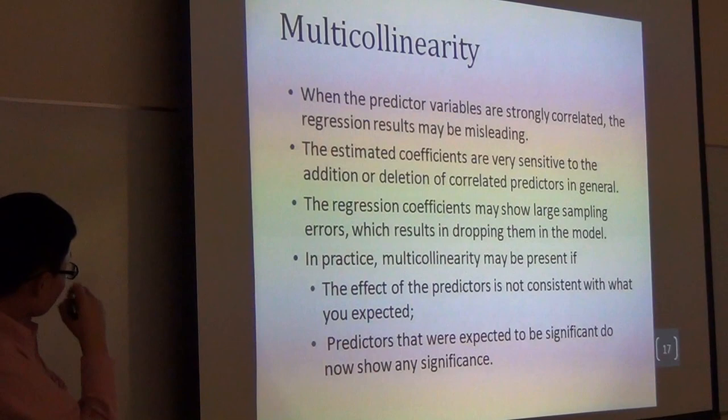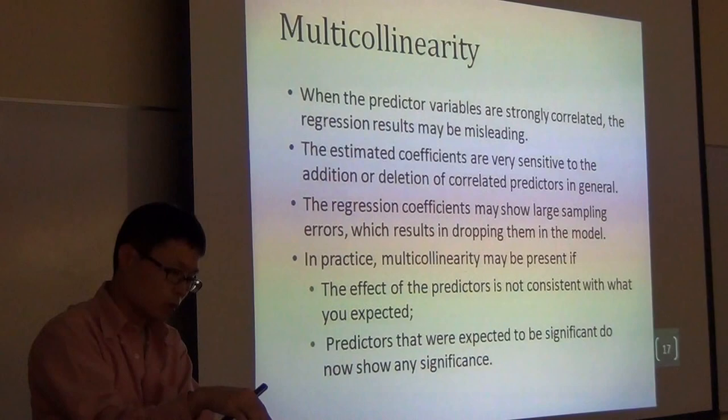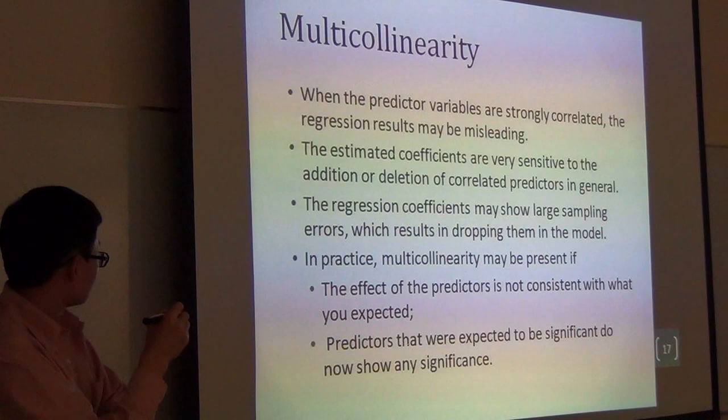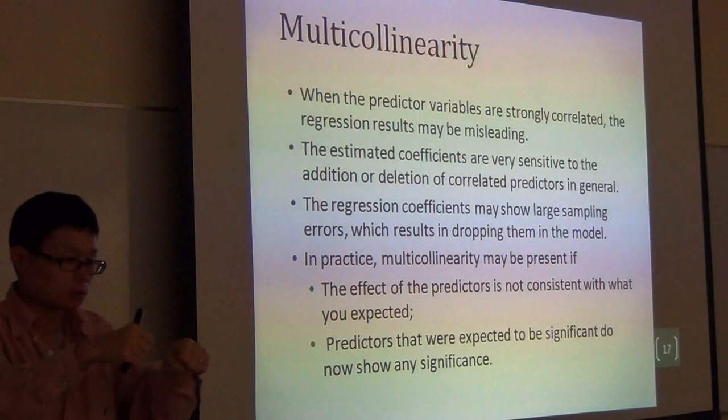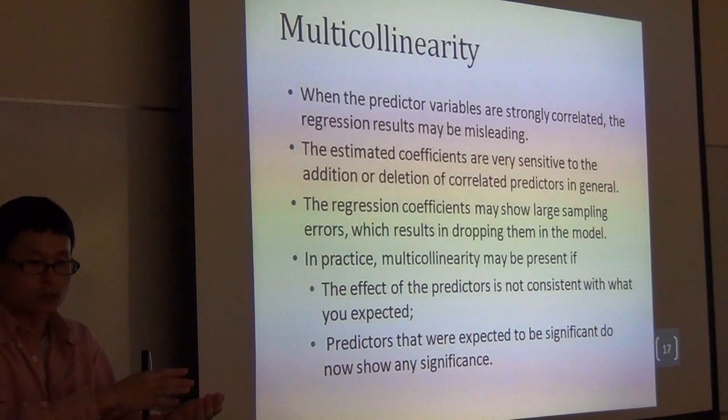And then another issue is if you put two strongly correlated variables into one model, the correlated variables may show really large p-values. So you may think, oh, these two variables are not significant at all, so I'm going to eliminate those two variables.